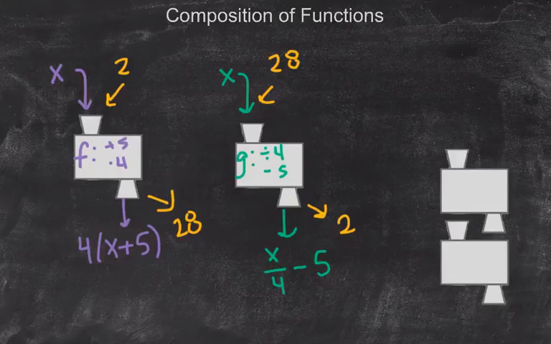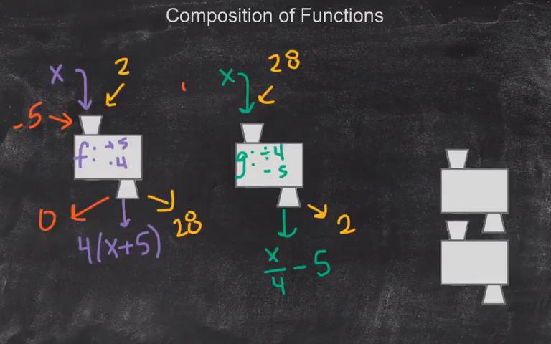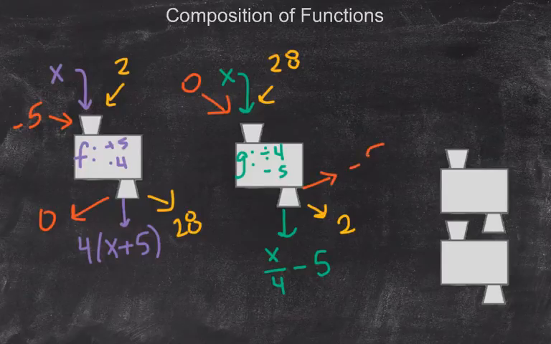When I put in, let's do negative 5. Negative 5 plus 5 is 0, and 4 times 0 is 0. And so when I input 0 to my g function, hopefully I get out negative 5. 0 divided by 4 is 0, and 0 minus 5 is negative 5. So these functions, f and g, do appear to be inverses, but we've only checked 2 cases.